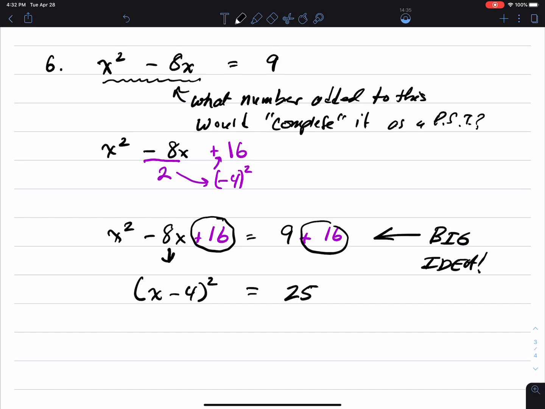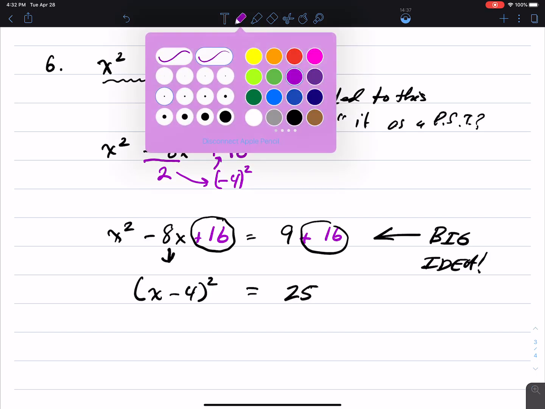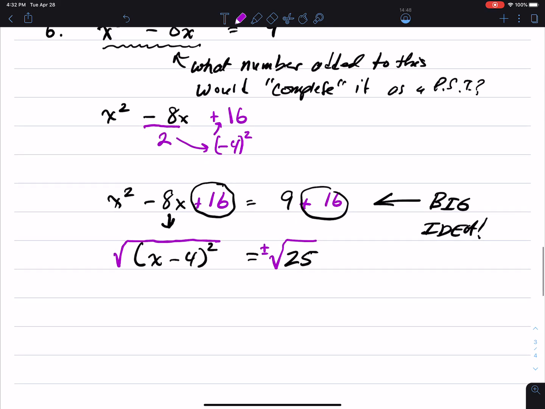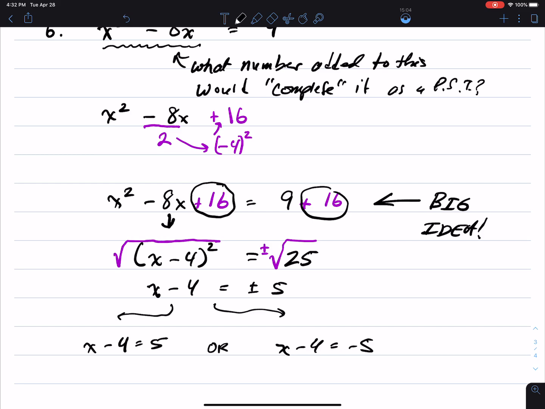Aha. So what can we do next? I think you know what's coming. Now that we have this binomial isolated as a square, we can take the square root of both sides. Yay! That's the whole idea behind this. So now we have x minus 4 equals plus or minus 5, which gives us our two equations: either x minus 4 equals 5 or x minus 4 equals negative 5.